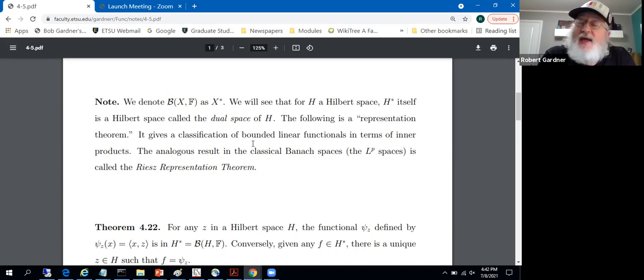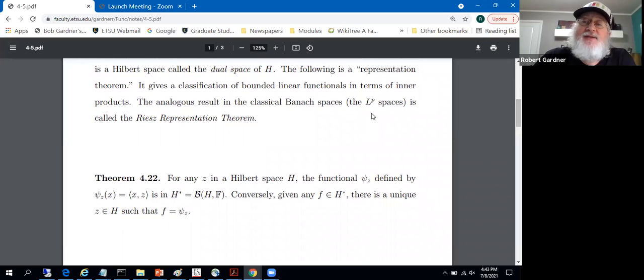The next result is what would be called a representation theorem. It gives a classification of bounded linear functionals in terms of inner products. If we were to deal with this in the setting of the classical Banach spaces, the LP spaces, this result would be definitely called the Riesz representation theorem. I'm kind of prone to call it the Riesz representation theorem, even in this more specific setting of Hilbert spaces. There are certainly LP spaces that are not Hilbert spaces.